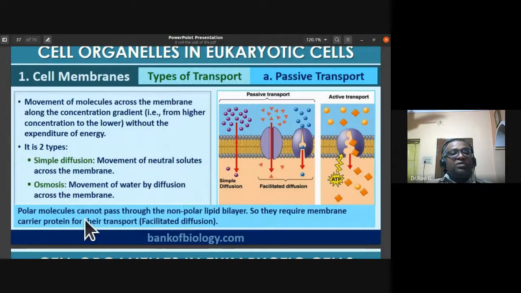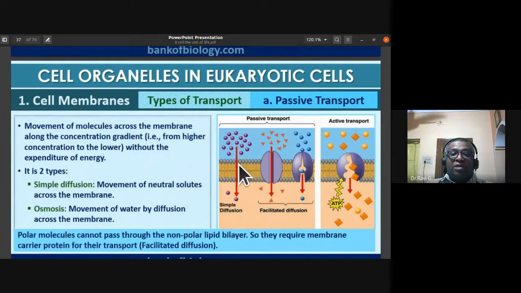Okay. So polar molecules cannot pass through the non-polar lipid bilayer, which is hydrophobic. So they require membrane carrier proteins. So this sort of membrane carrier proteins are required for their transport. So we call this facilitated diffusion.